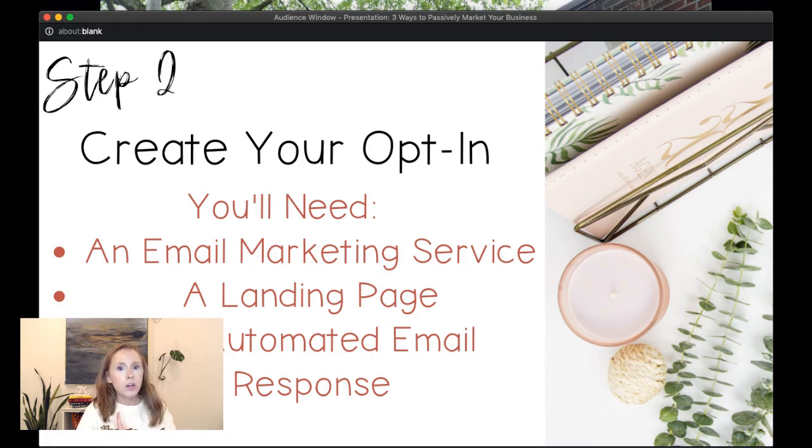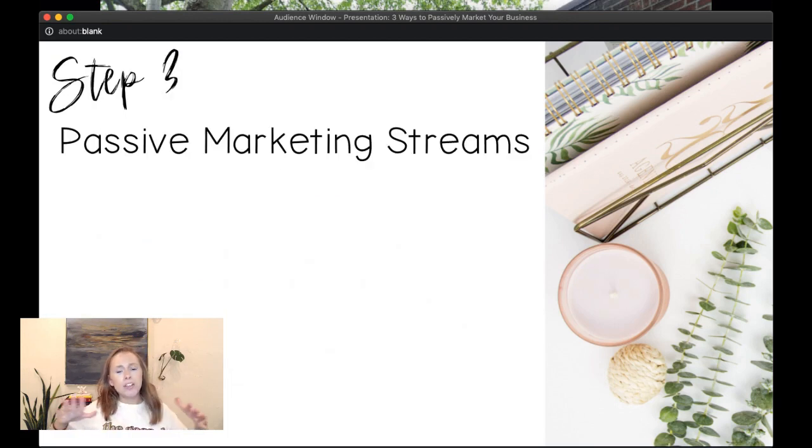So step 1, we just picked our freebie, right? We picked our lead magnet. Step 2, we've got our email marketing service. We are creating our landing page, and then we're setting up that automated email response. So that way, anytime somebody signs up for your freebie, they're immediately getting that freebie emailed to them, and you're telling them about other freebies just like it. And this is going to be really important here in just a second. You're going to see why, because you're going to see where some of this traffic is going to be coming from. Okay? So step 3, we're going to set up our passive marketing streams.